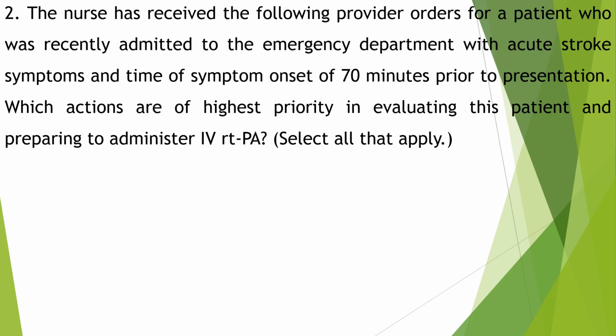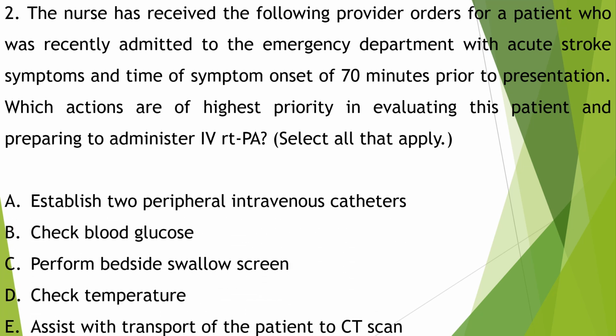The nurse has received the following provider orders for a patient who was recently admitted to the emergency department with acute stroke symptoms and time of symptom onset of 70 minutes prior to presentation. Which actions are of highest priority in evaluating this patient and preparing to administer IV RTPA, that is a recombinant tissue plasminogen activator? Establish 2 peripheral IV catheters, check blood glucose, perform bedside swallow screen, check temperature, assist with transport of the patient to CT scan.